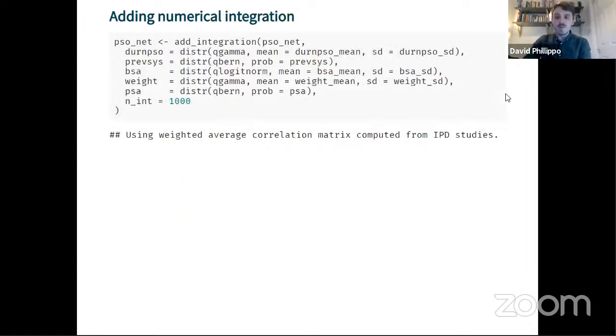Then to fit an ML-NMR model, we need to add in some numerical integration points into the network. So we use this add_integration function. And here, for example, I'm giving duration of psoriasis a gamma distribution with a mean and standard deviation taken from the aggregate summary data. And I'm fitting 1,000 numerical integration points for each covariate. And it's also using a correlation matrix automatically computed from the IPD studies.